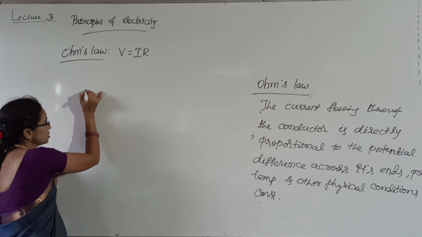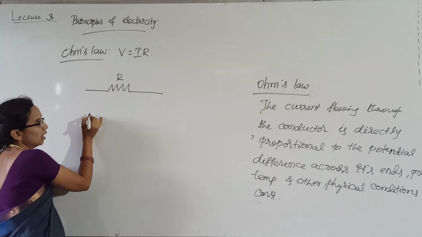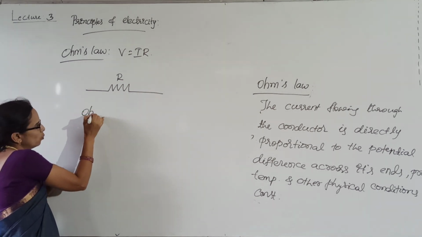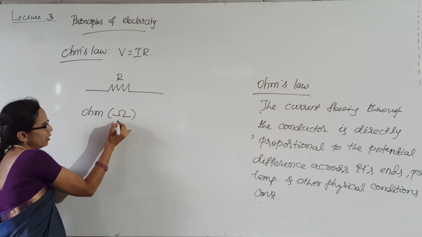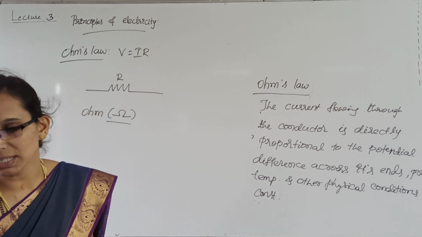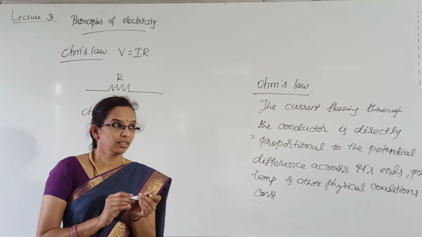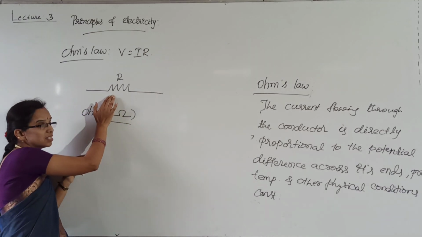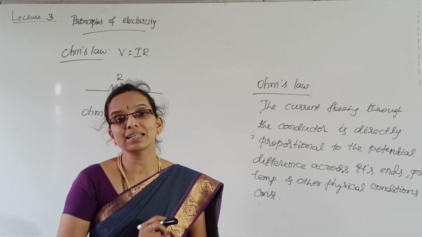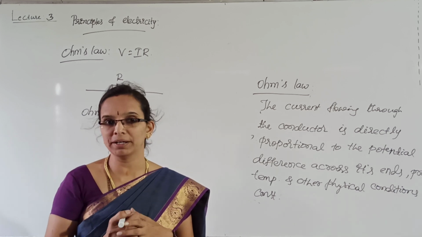And the circuit symbol of the resistor is this one. The SI unit of resistance is ohm, represented by this sign. Okay. This is V is equal to IR, from Ohm's law. The resistance of the material of a conductor depends on the physical conditions of the conductor, and also it is temperature dependent.